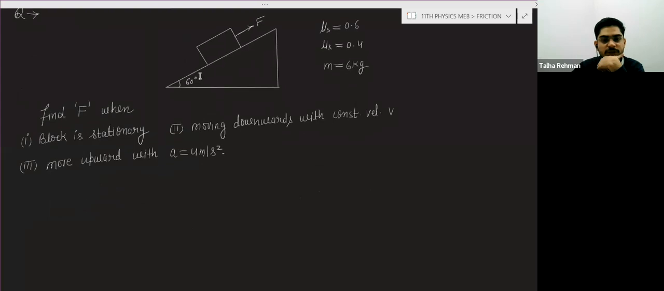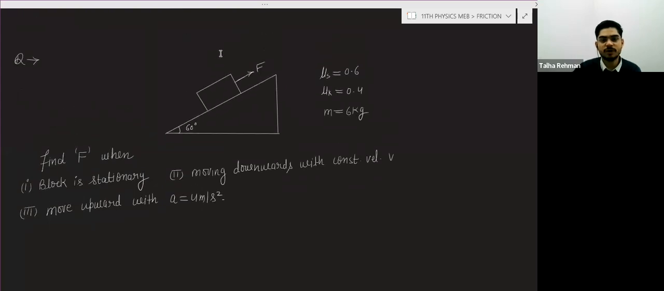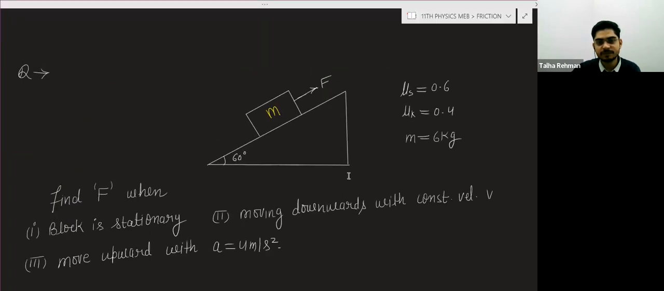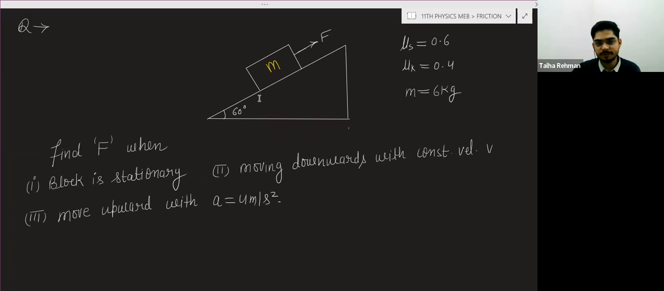So see here, a block of mass 6 kg is placed on this inclined plane, and a force is applied in this direction. The coefficients of kinetic friction and static friction between the surface and the mass are given. These two pieces of information are given, and theta is 60 degrees.